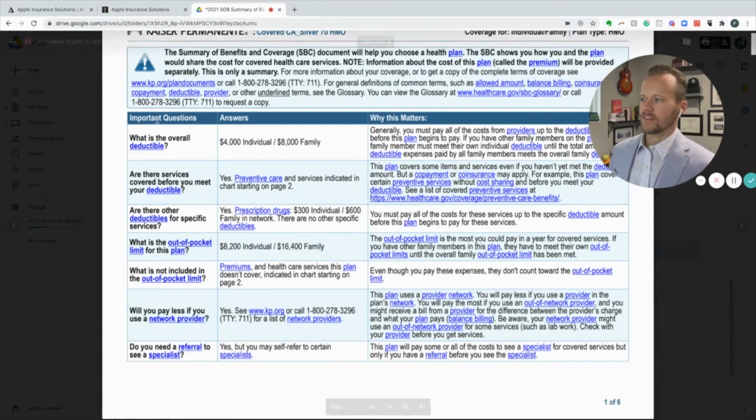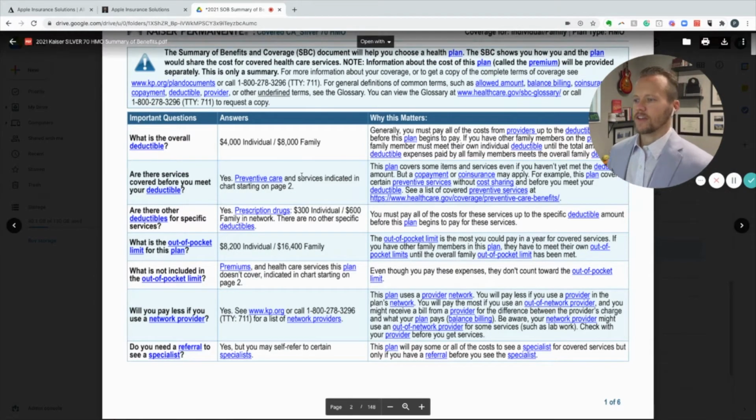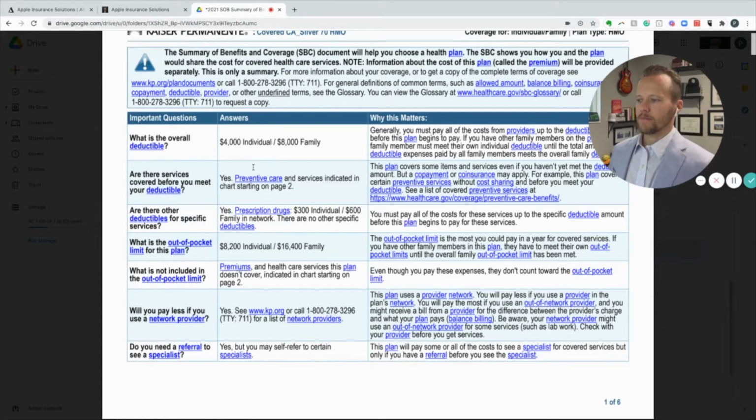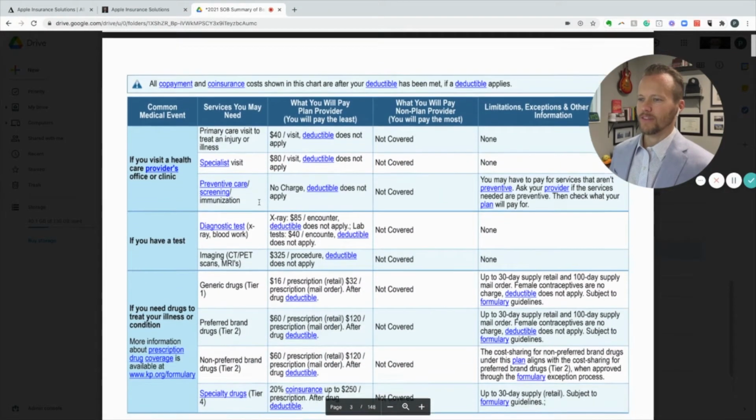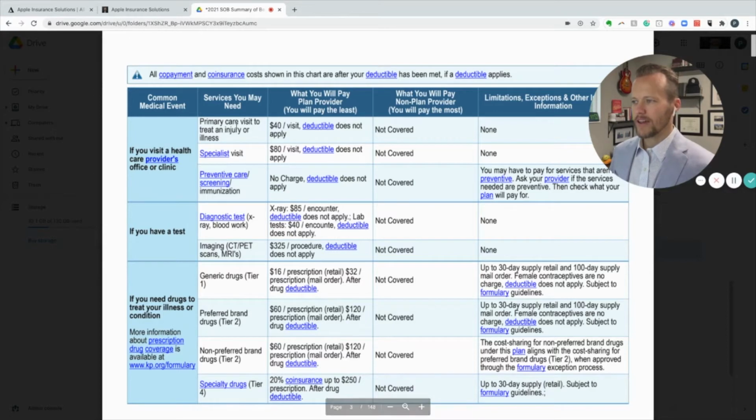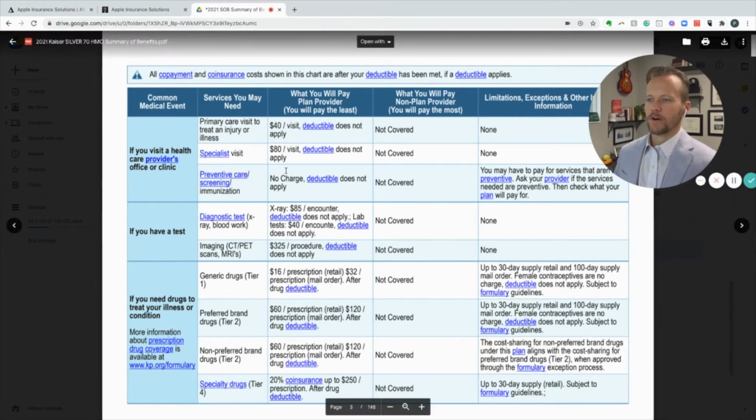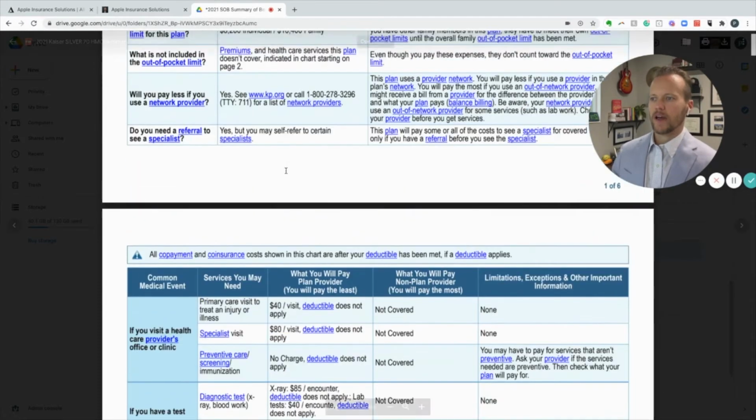Now, they have all these titles like important questions, answers, why this matters. So I want to kind of break it down for you. The first thing that people are always looking for is, wait a minute, how much do I have to pay if I go see a doctor? Well, that's down here on the second page. When you see primary care, that's your regular doctor, the regular doctor you go to first before you're referred to a specialist. You can see here with a silver plan, this plan is going to cost you $40 to see a doctor. If you're referred to a specialist, then you have to pay $80. Once a year, you can get your preventative care annual checkup. That's free of charge. That's the same with every plan. So this first part is what most people are always wanting to know: how much do I have to pay when I show up at the counter for my doctor?